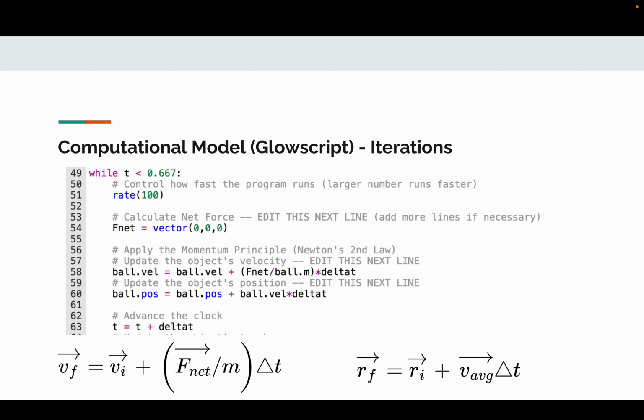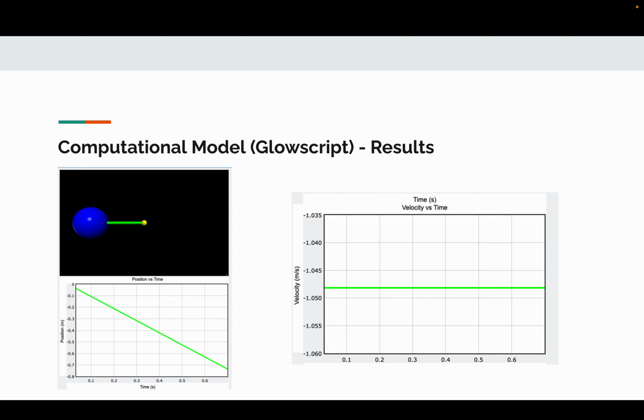Next, the while loop, which updates the object's position and velocity using both the formulas mentioned in the beginning slides. As you can see, since the object is in constant velocity, the Fnet vector is equal to 0, and the code to update the ball velocity and position are listed below, here and here. Now, notice how similar these codes look to the formulas below, here and here. Then delta t is added again to t until the time reaches the value of the final observation time, that being 0.667 seconds. These are the results from GlowScript.